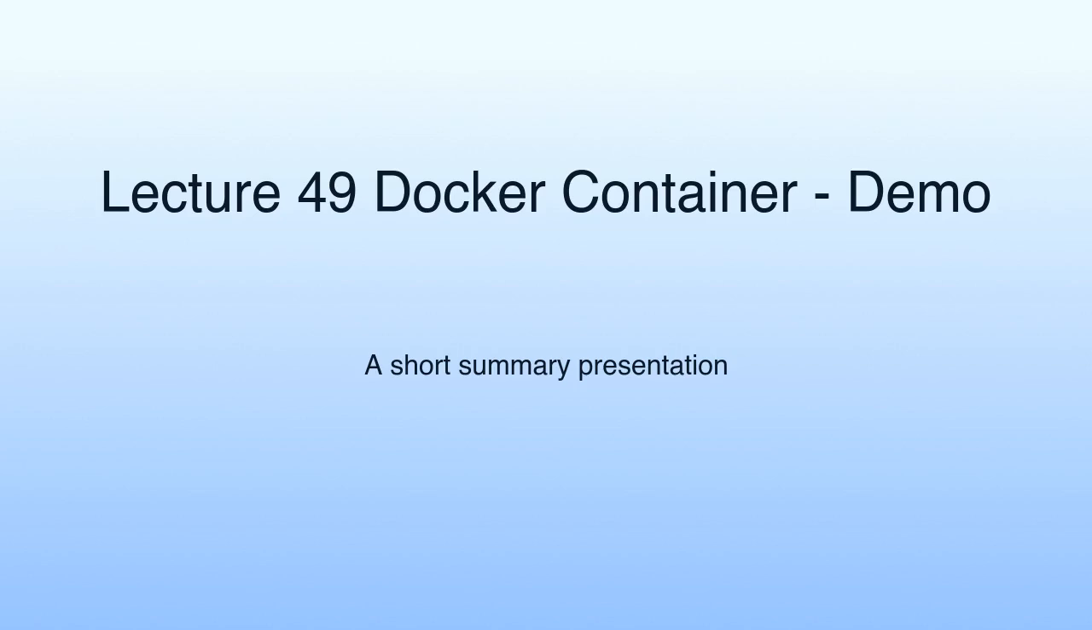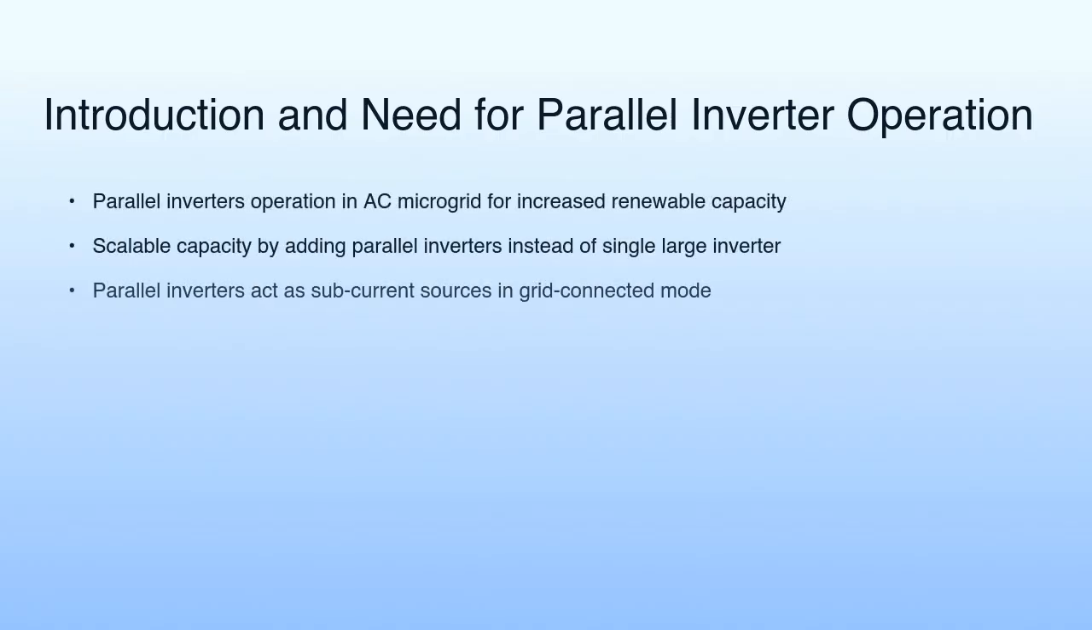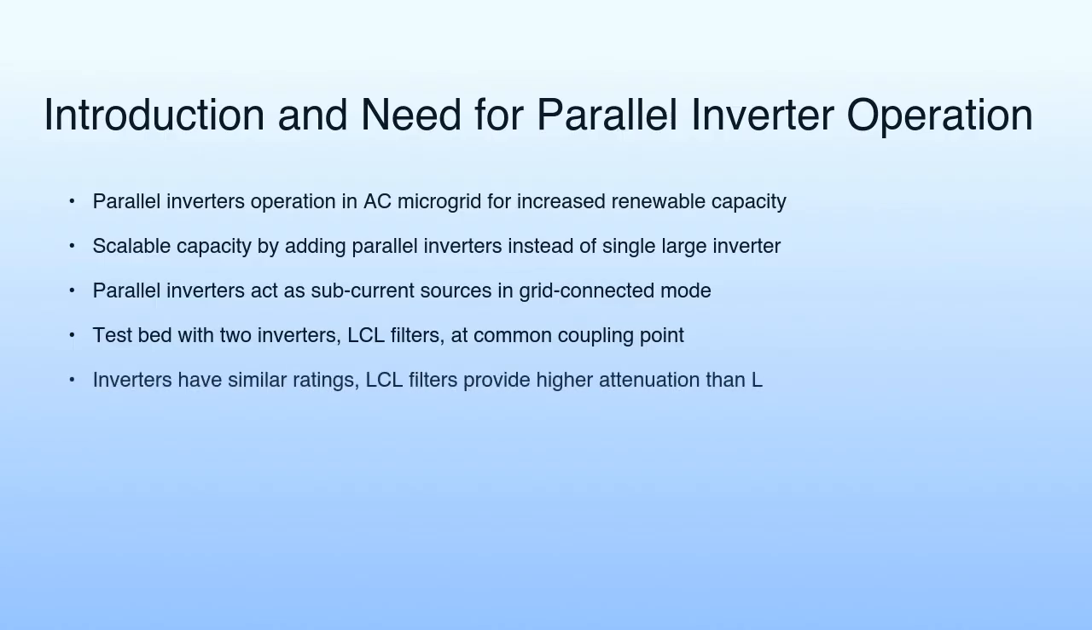Lecture 49: Docker Container Demo. In the realm of AC microgrids, parallel operation of inverters enables increased renewable capacity while providing scalability by simply adding more inverters instead of a single large unit.